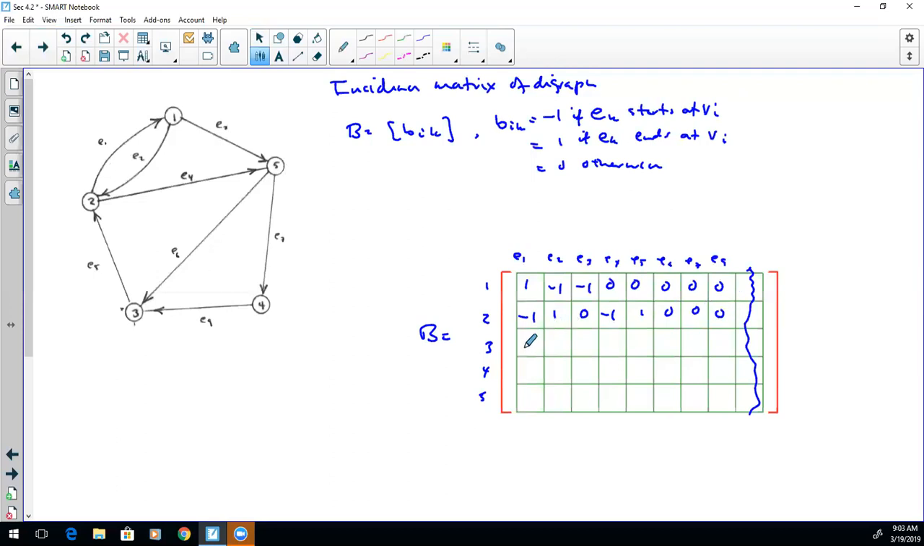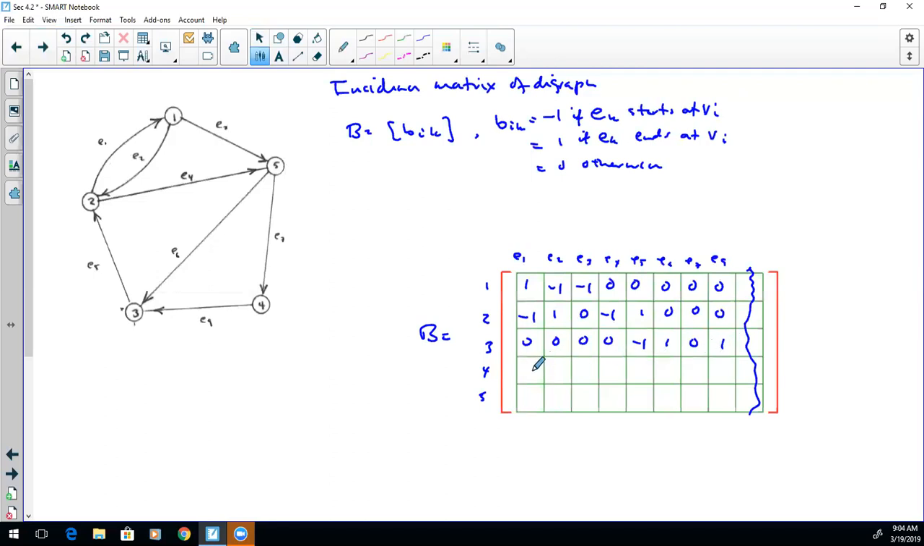Vertex 3 doesn't have a thing to do with edge 1, 2, 3, and 4. They don't touch 3. Now, edge 5 goes out of 3. Edge 6 goes into. Edge 7 doesn't do anything, and edge 9 goes into.